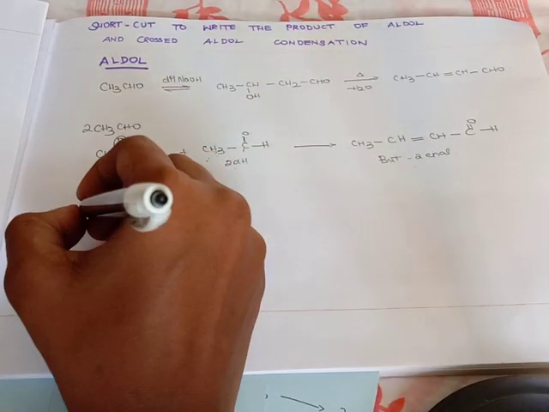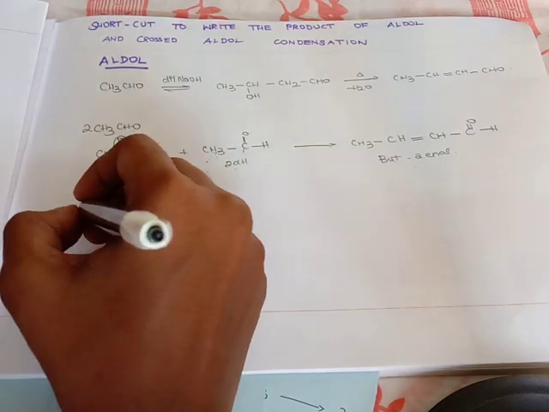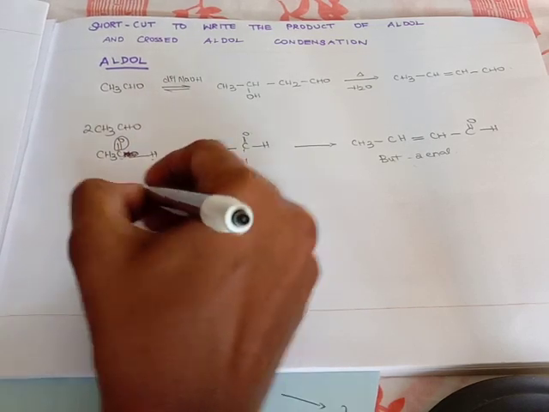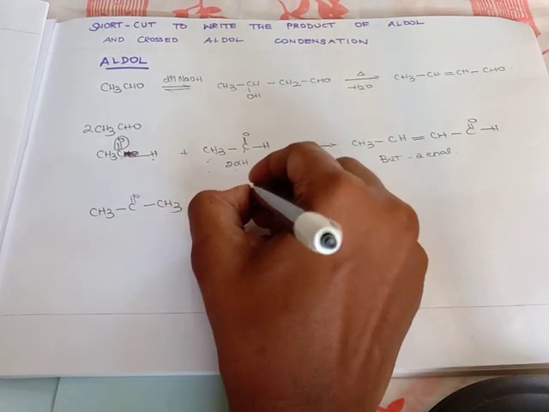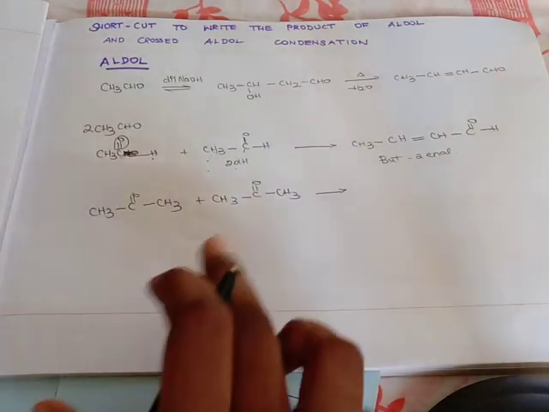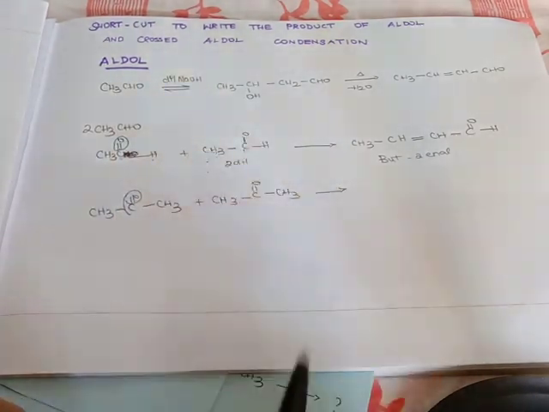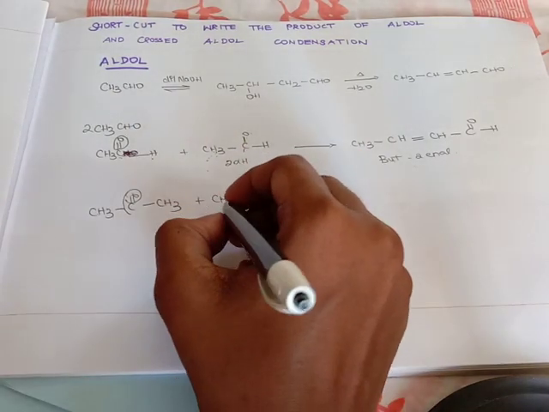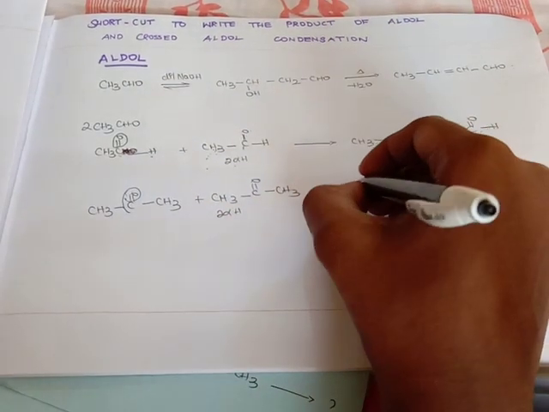Now look at the next example, students. I'm going to give you CH3COCH3. Acetone, right? CH3COCH3 plus CH3COCH3. Same way, remove the double bond O from this carbon, and here you will have to remove two alpha hydrogens. Then write the product.